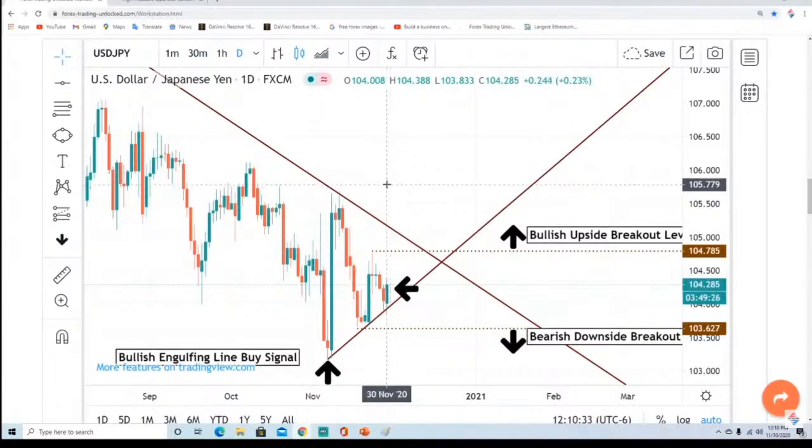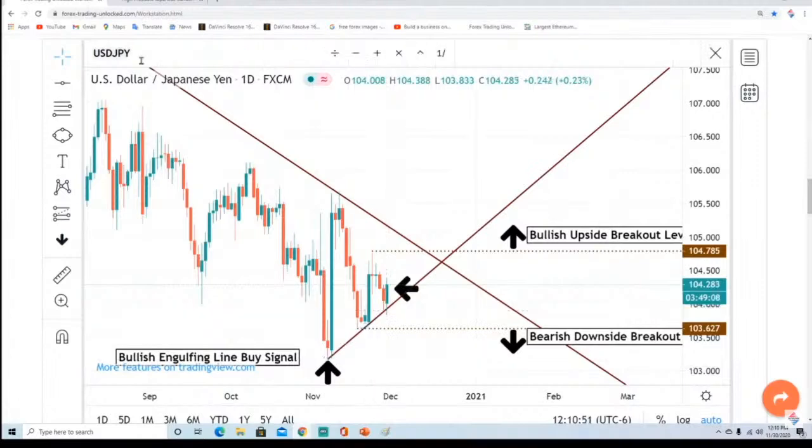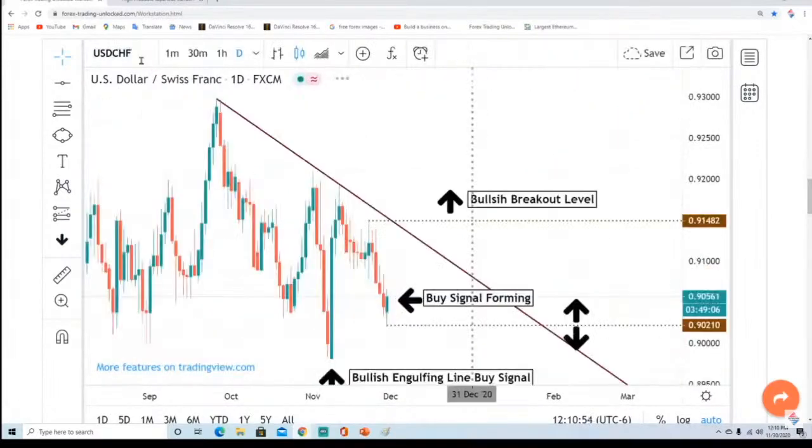Now, these signals occur often in many markets. They happen all the time. Just in the month of November alone, in the US dollar yen trade we already had a bullish engulfing line buy signal form. We have another pattern forming here. We go back to the US dollar Swiss, and we have one forming again.